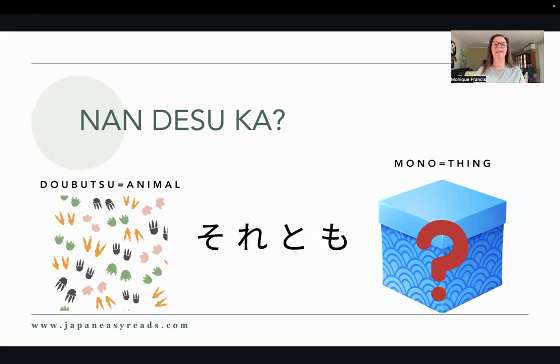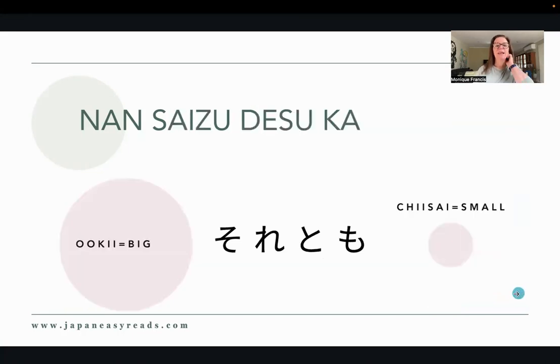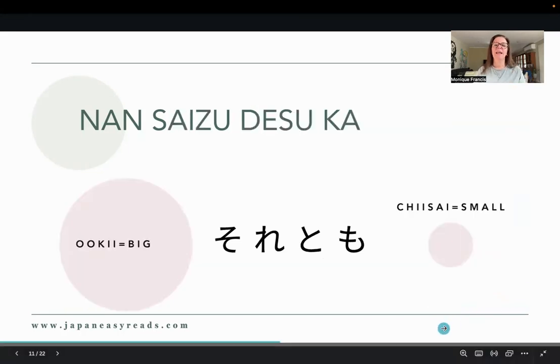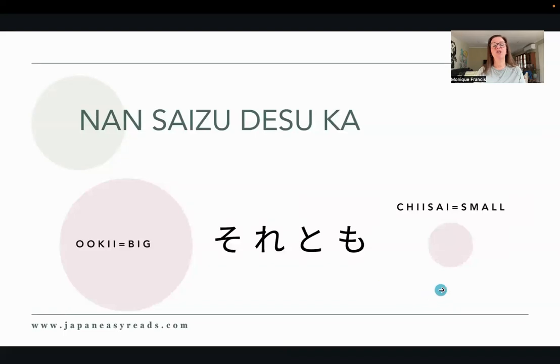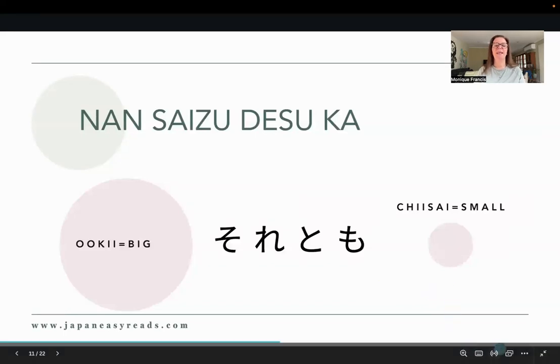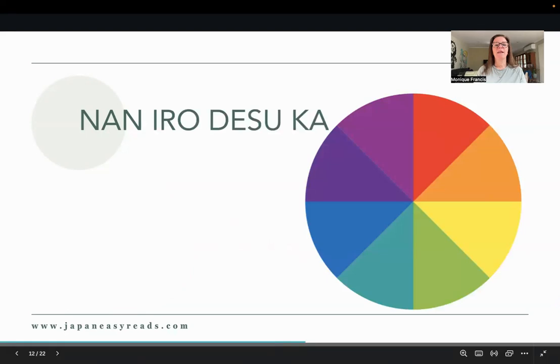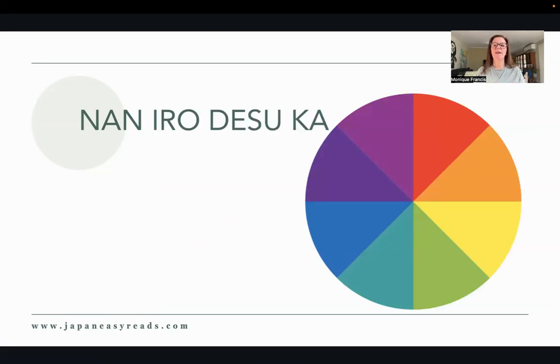Inu desu. Hai. One word image wa inu desu. And then move on. So, nan saizu desu ka? Ookii? Sore tomo chisai desu ka? Again, using gestures. Ookii, chisai, sore tomo. And you can spend as long on each of these slides as is the interest from the class. So once the interest wanes, you move on to the next slide.